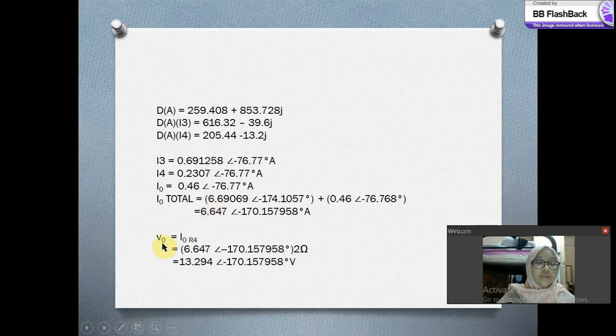And then to find the V node, we are going to use Ohm's law, which is V equal to IR. So we got the I total, which is 6.647, and then R4 is 2 ohm, and then by using V equal to IR, we got the voltage across the resistor.